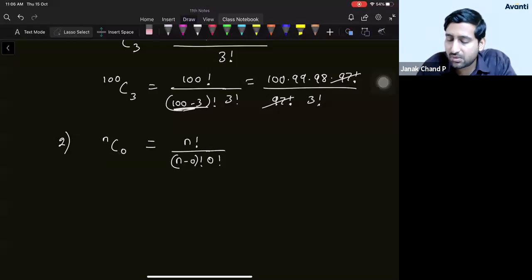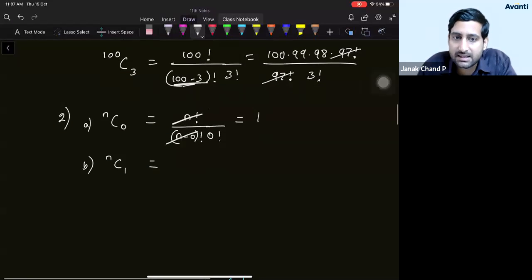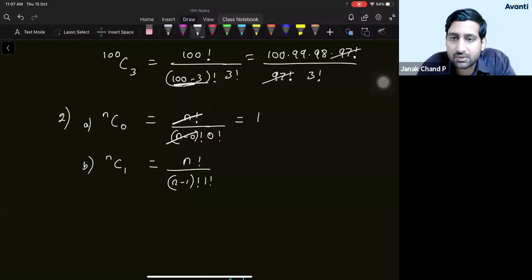Now student, this n factorial and this are the same, so they will cancel out. And we have already learned in the earlier classes the value of 0 factorial is also 1. So what is the final answer of this? It is 1. Yes, very good student. Then second one, what about NC1? What about NC1, student? Let us see. N factorial divided by n minus 1 factorial into 1 factorial. Yes, that is correct, Tarak.